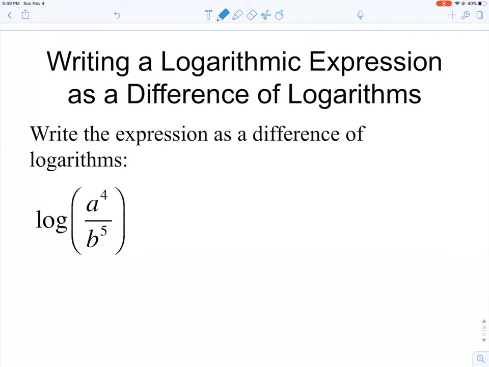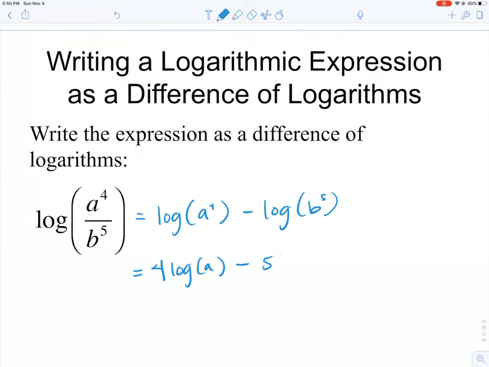Okay, so we'll rewrite this expression as a difference of logarithms. So quotient rule, log of a to the 4th, so log of the numerator minus log of the denominator. And then we could even plug each of those logarithms. So 4 times the log of a minus 5 times the log of b.